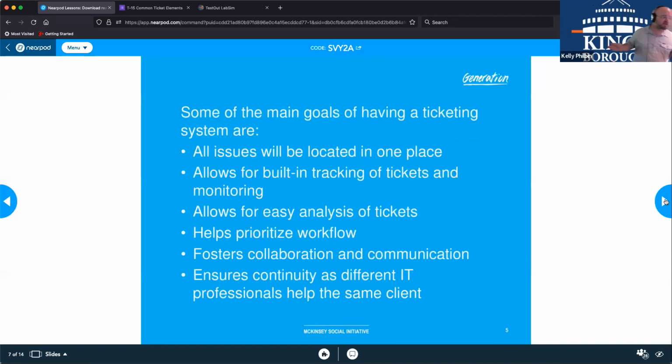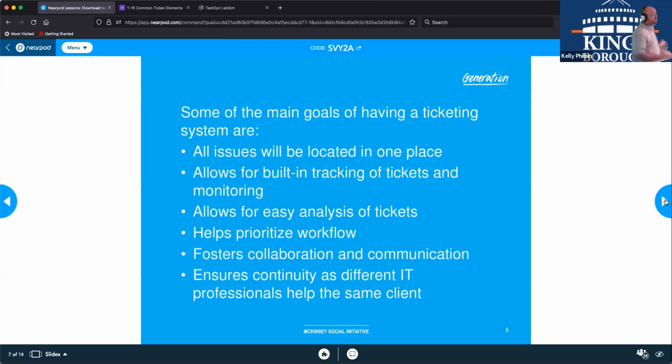So, some of the main goals for having a ticketing system. Some of this seems obvious, but sometimes we don't catch the obvious things when we're looking at problems. Sometimes the problems get so overwhelming, we can't get our mind beyond the fact that we have a never-ending flood of problems.